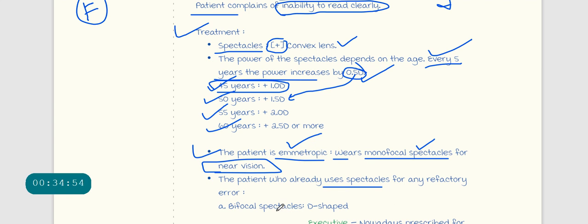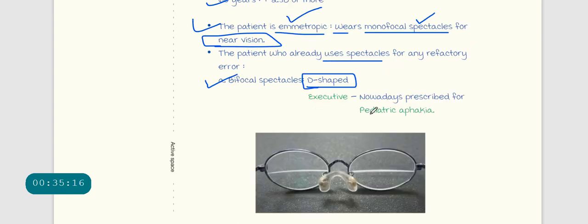These are the older models and nowadays they are prescribed for pediatric aphakia. This is the image for the bifocal spectacles, D shaped. You can clearly see the D over here, D shaped spectacles. The spectacles used nowadays are progressive spectacles, and these are like this. You will be having a lens in the spectacles. So this is bifocal, and here you can see a progressive lens.